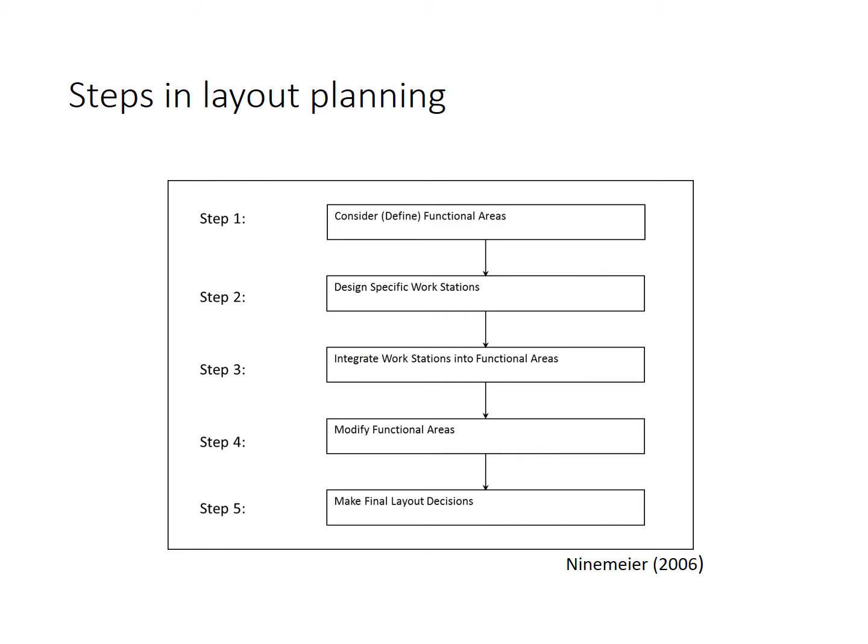Now, the steps in the layout or planning can be seen here in terms of 5 different steps. Step 1, you should consider or define what the functional areas are. Step 2 is to design specific workstations. Step 3 is to integrate the workstations into functional areas. Step 4 is to modify the functional areas. Step 5, make final layout decisions.